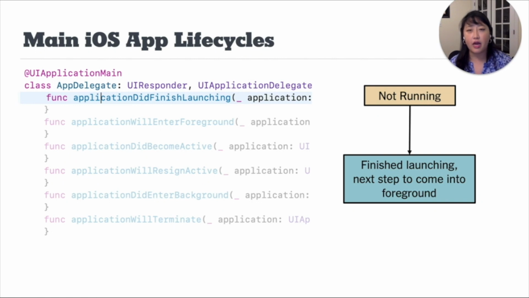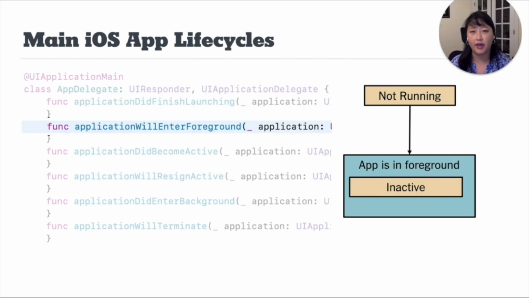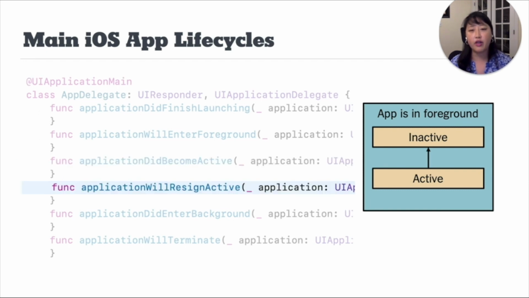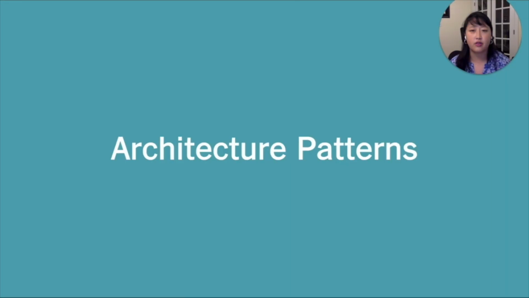Let's take a look at some app lifecycle callbacks with the app delegate. Say we were not running and we finished launching, we're coming into foreground, we have the application didFinishLaunching callback. Then when we're coming into foreground, into this inactive state, we have the applicationWillEnterForeground callback. Then if we're coming into active state, we have the didBecomeActive callback. Should we go into background, we're transitioning back into inactive state, away from active state, we have the willResignActive callback. You get the gist.